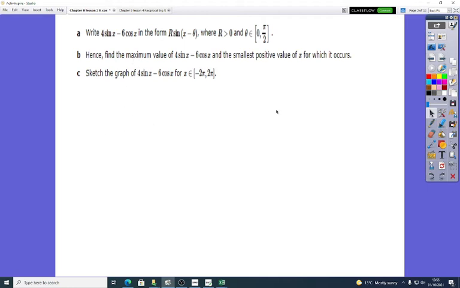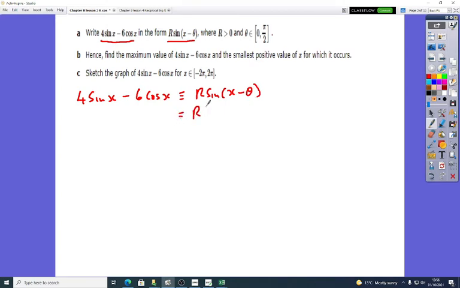Okay, let's have a go at this. Let's just double check it. So that has to be written in that form. So I'm going to say 4 sine x minus 6 cos x is going to be identical to r sine(x minus theta). Now the first thing to do is expand this out.